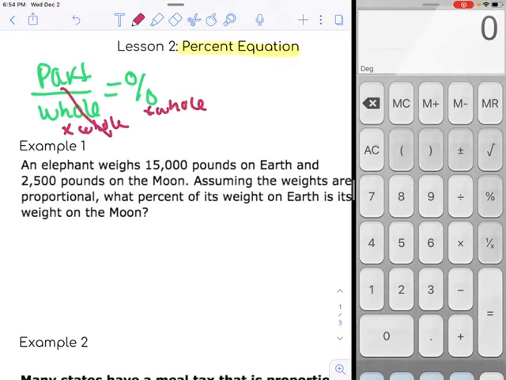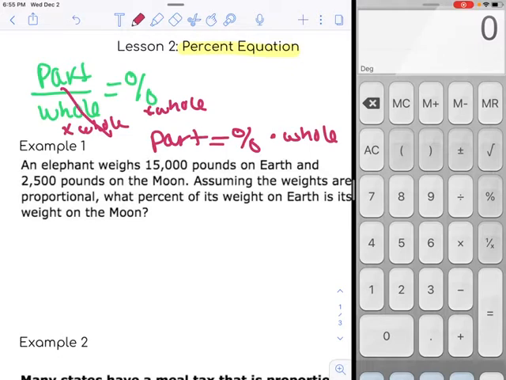What this is going to do is cancel the whole out on the left-hand side, and we're going to be left with our part equals our percent times our whole. I'm actually going to rewrite that because that was too messy. Part equals our percent times our whole. So this is the equation that we are going to be using today to solve some word problems.